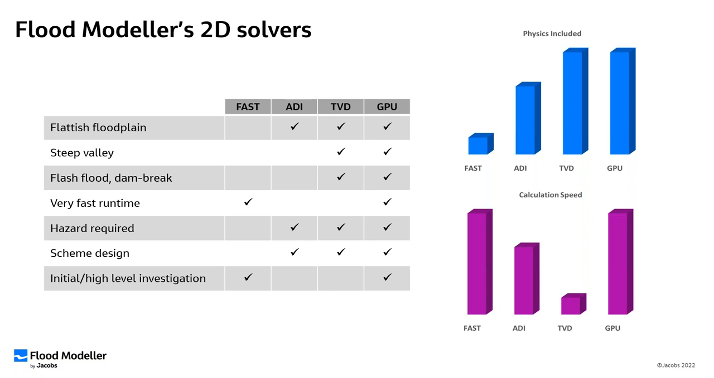So let's focus on the CPU solvers. Firstly, we have FAST. That really does what it says on the tin. It's very, very fast, but it's fast at a compromise for some kind of physical accuracy or physics included in the equation.